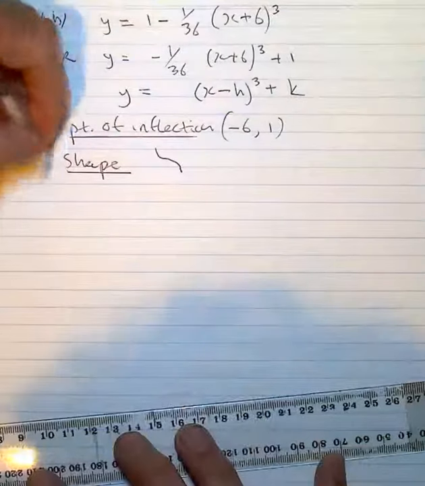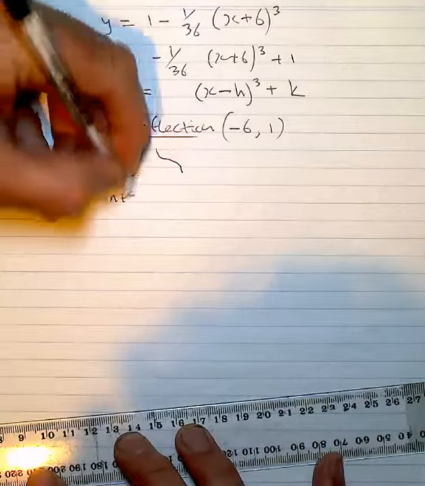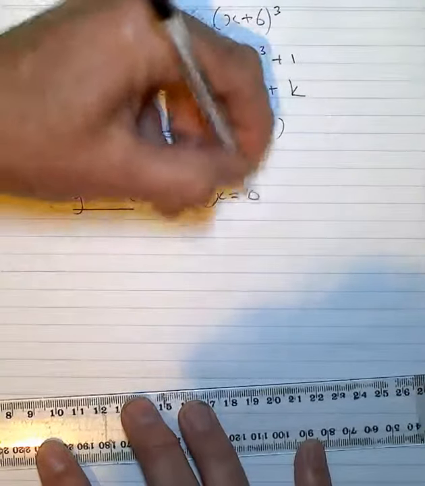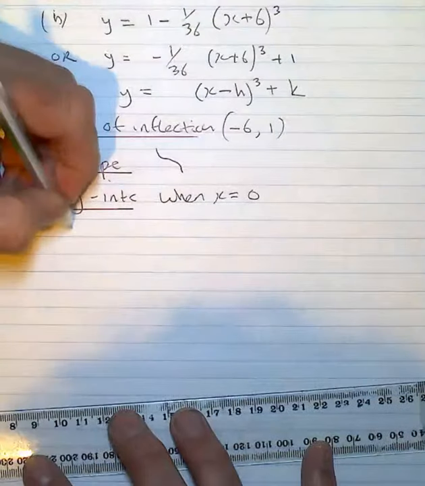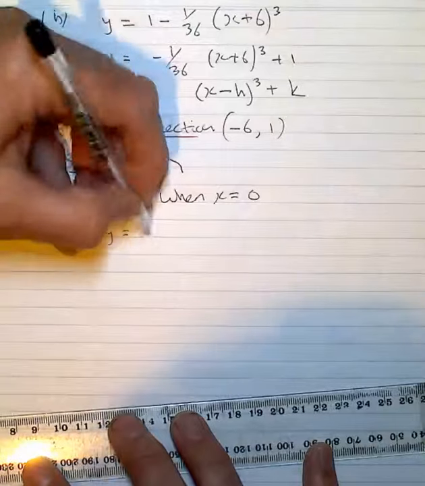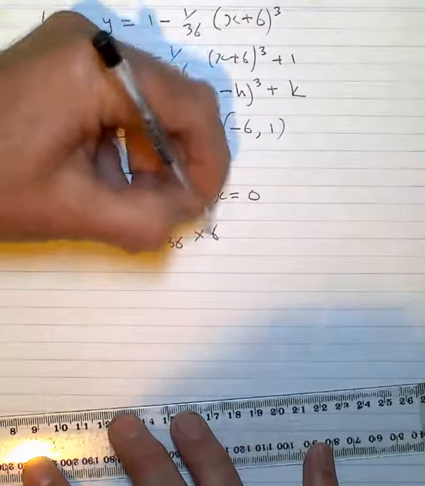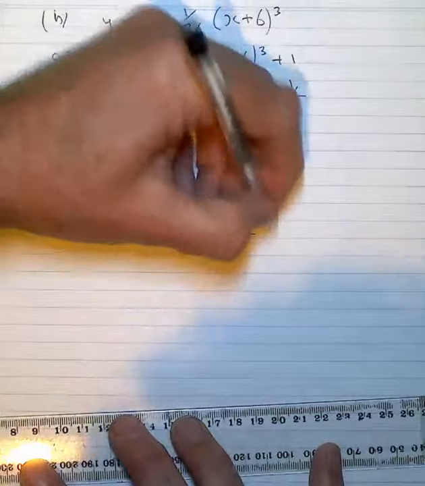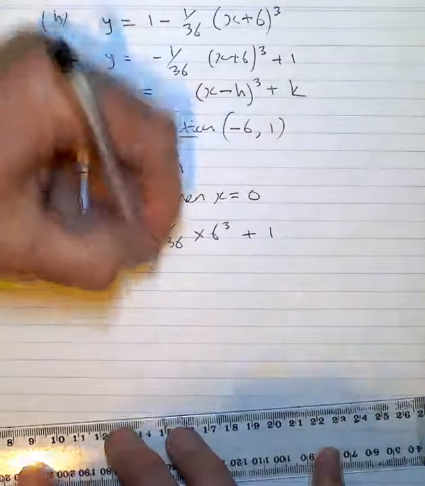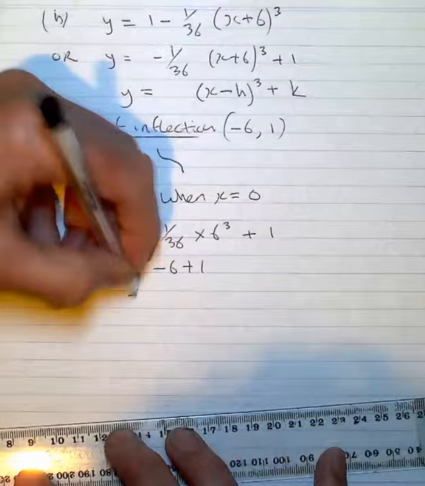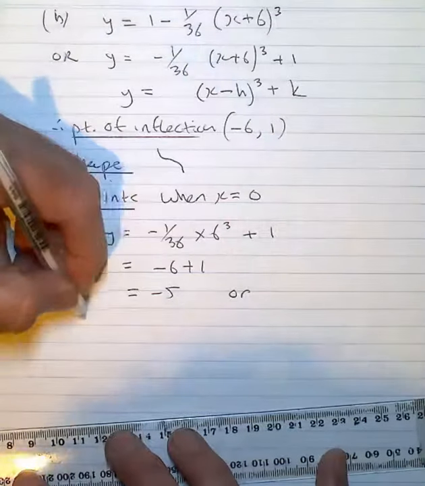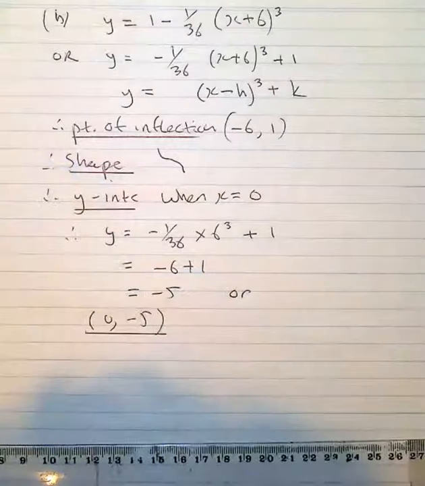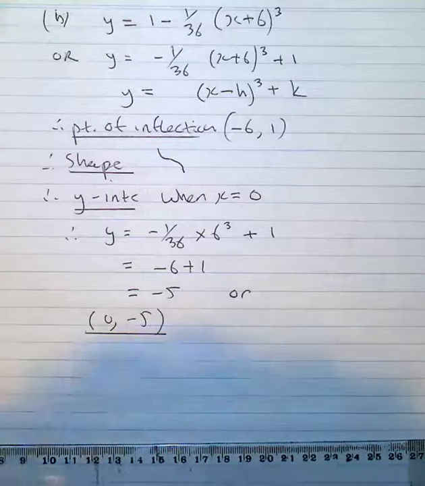I'm going to find the y-intercept, and the y-intercept occurs when x is equal to 0. So therefore y is equal to -36 times 6 cubed plus 1. So in other words, that's -6 plus 1, which is -5, or the point 0, -5. So I'm building up my evidences in order to sketch the graph.